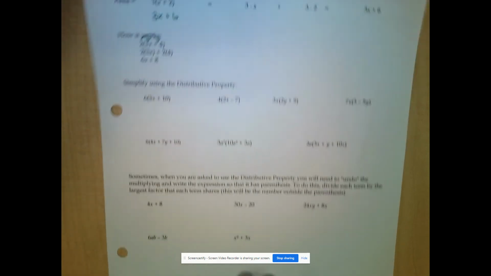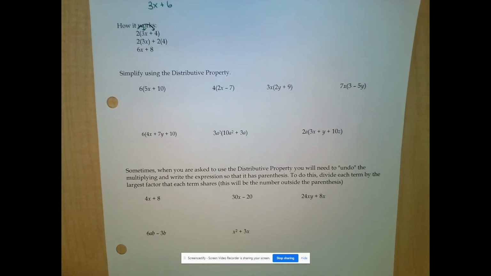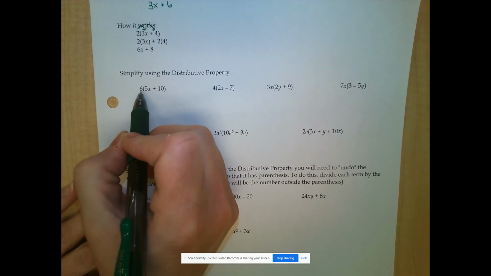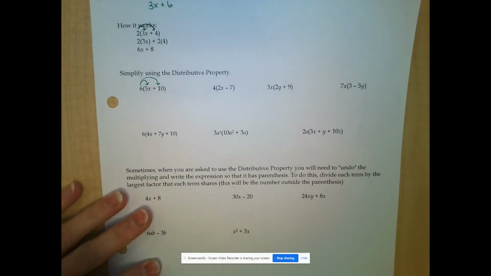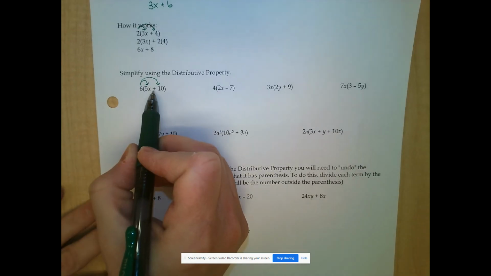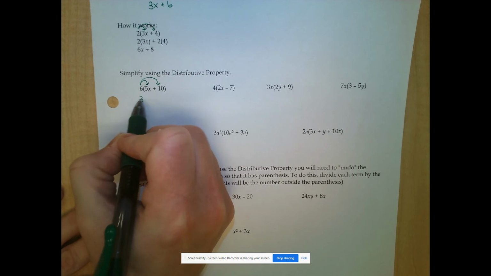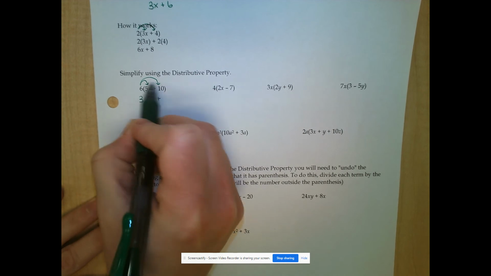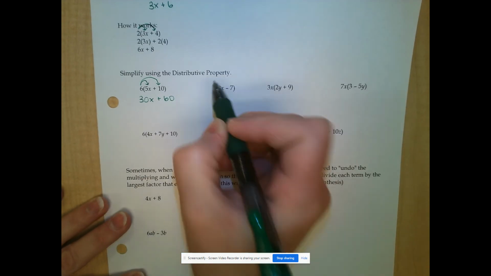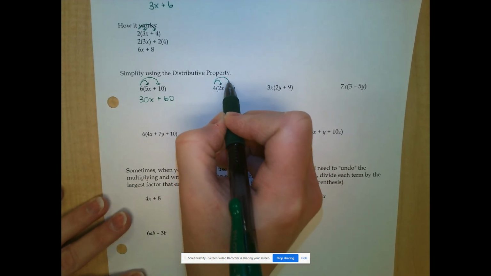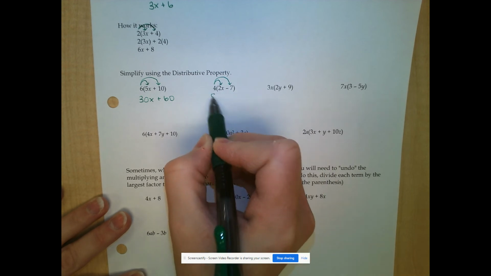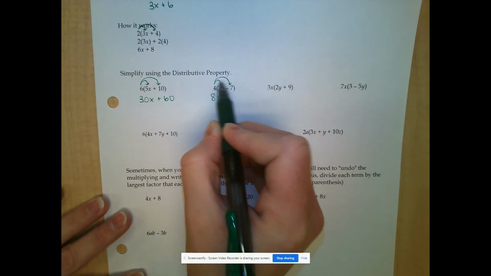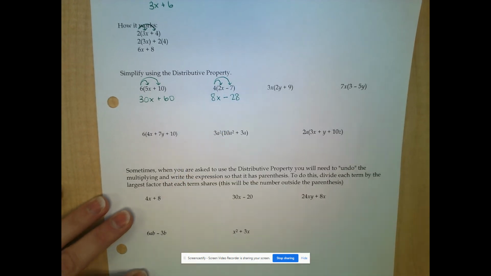The distributive property is something we will use for a long time. So simplifying the distributive property, I can multiply 6 by both of the terms inside over addition. So 6 times 5x is 30x, plus 6 times 10 is 60. I can distribute the 4 to both of the terms inside the parentheses over subtraction. 4 times 2x is 8x, minus 4 times 7 is 28.